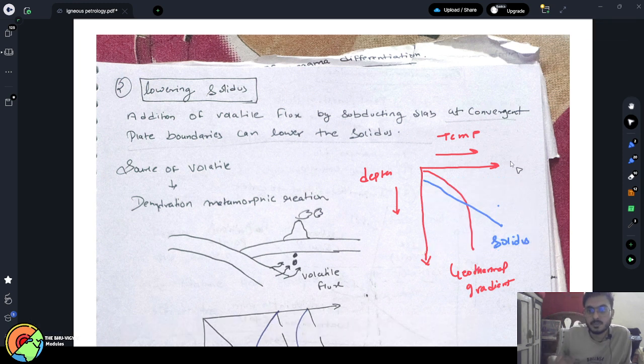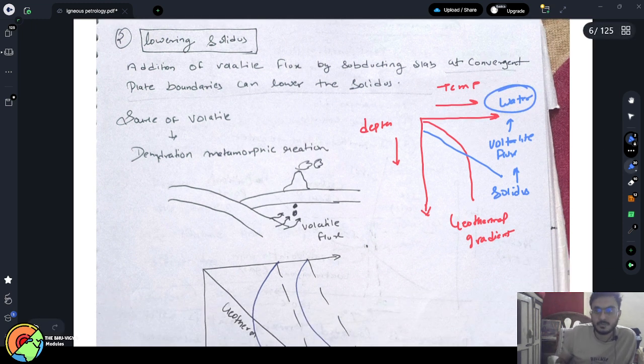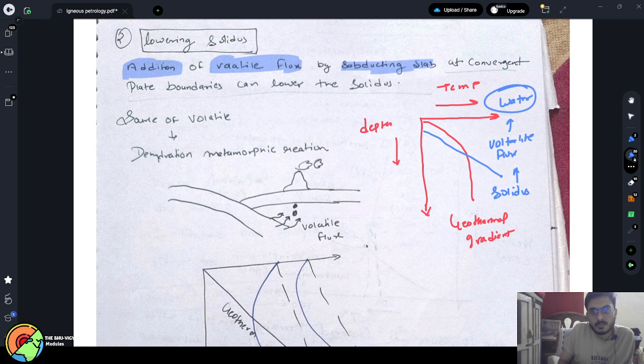And how is this possible? You can decrease this solidus by adding volatile fluxes, volatile flux like water. So where can this happen? In the area of subduction zones. Here the addition of volatile flux by the subducting slab at the convergent plate boundary can lower the solidus. Okay, so in subduction, the presence of water or volatile flux reduces the solidus.